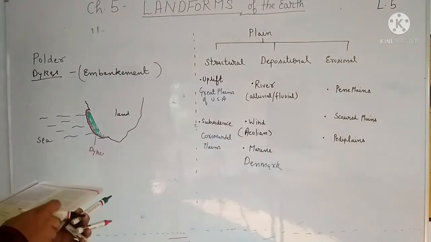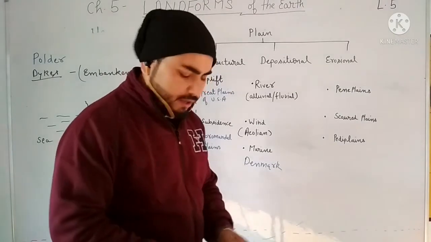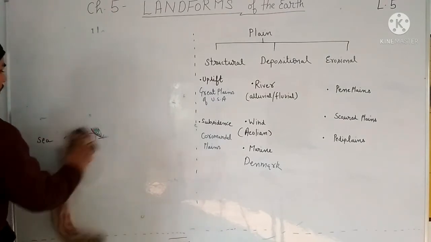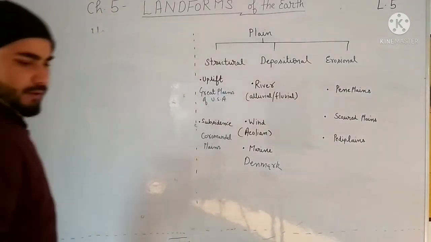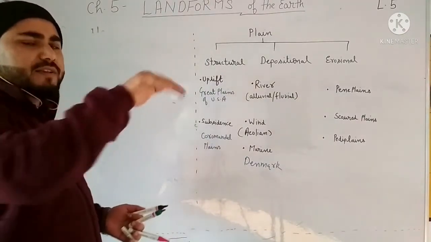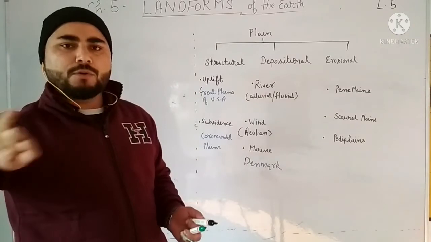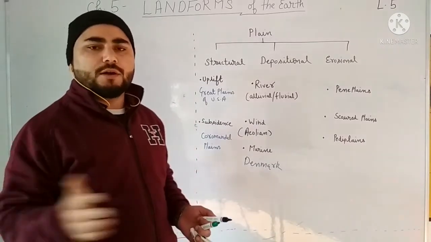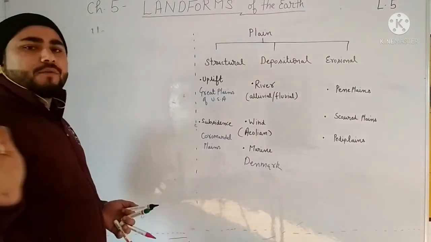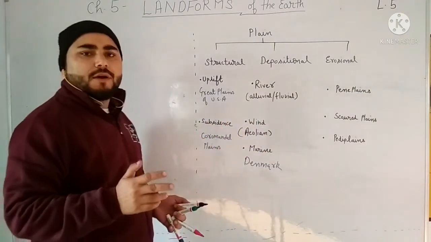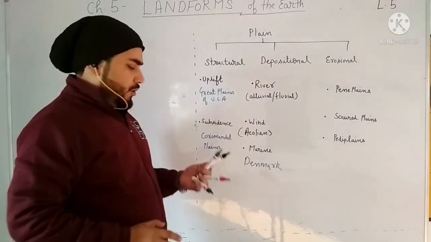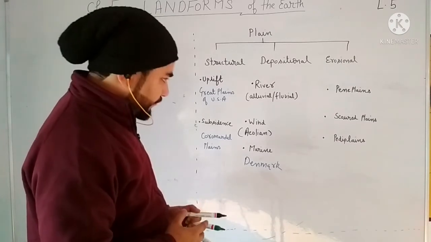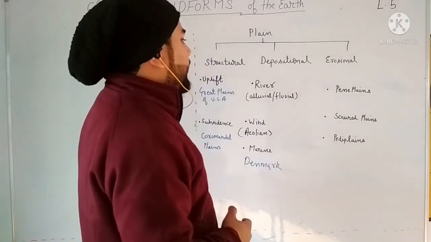Now we have erosional plains also. Erosional plains are not given in your book, but I have taught you like that only. What do you mean by erosional plains? Erosional plains means when a highly undulating or waving surface of the earth is leveled down by the erosional work of glacier, air or river. That type of flat land is called an erosional plain. So we have peneplains, scoured plains and paddy plains. What are these peneplains?